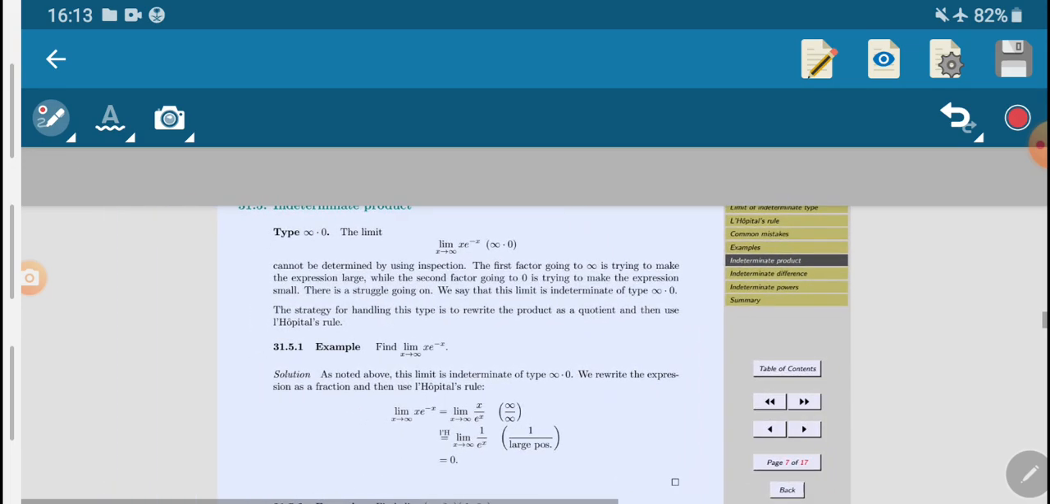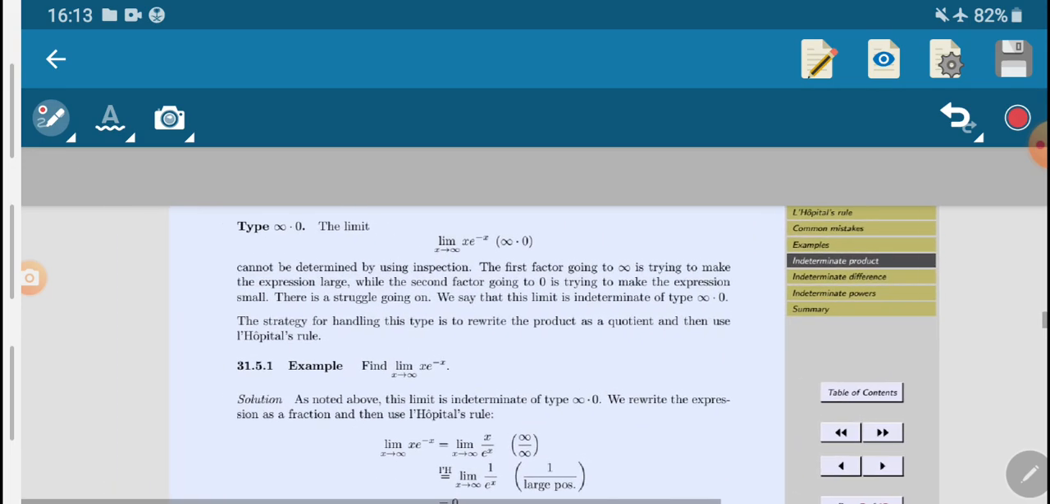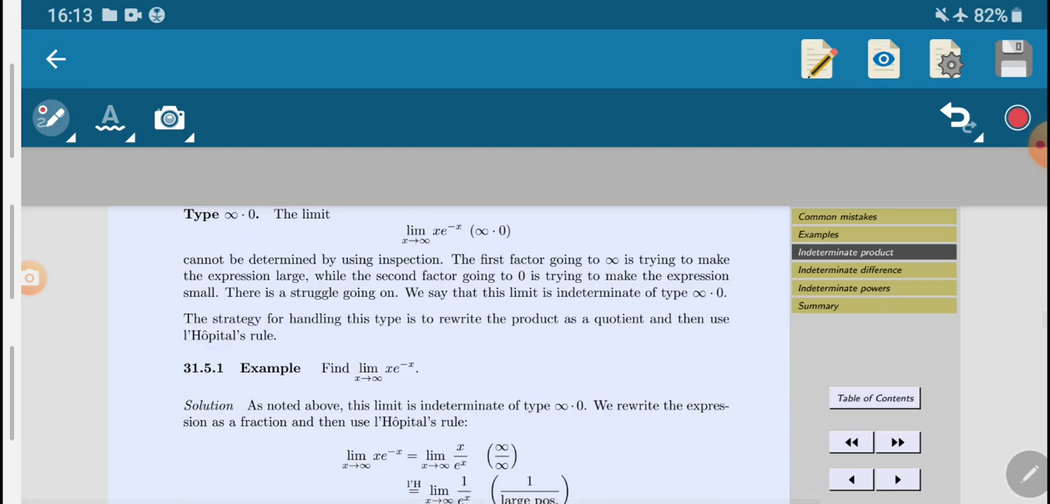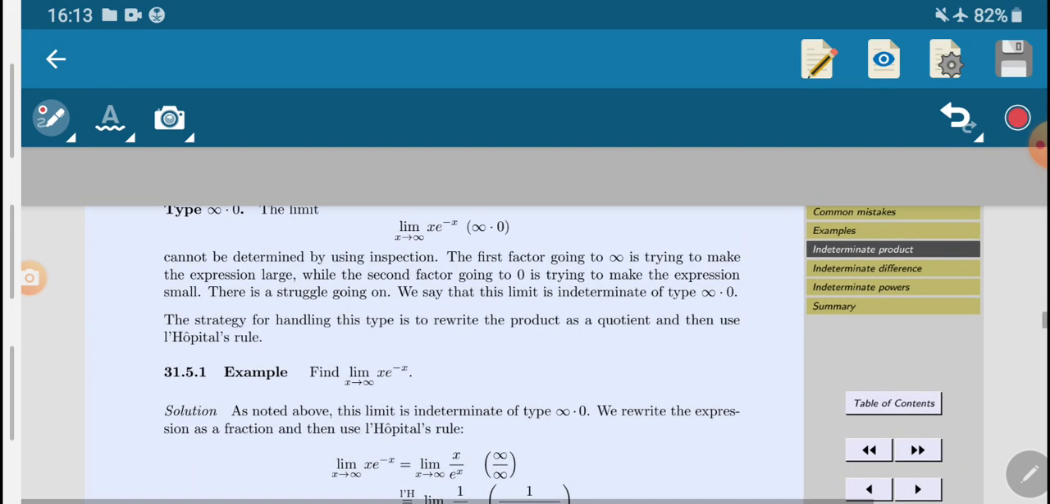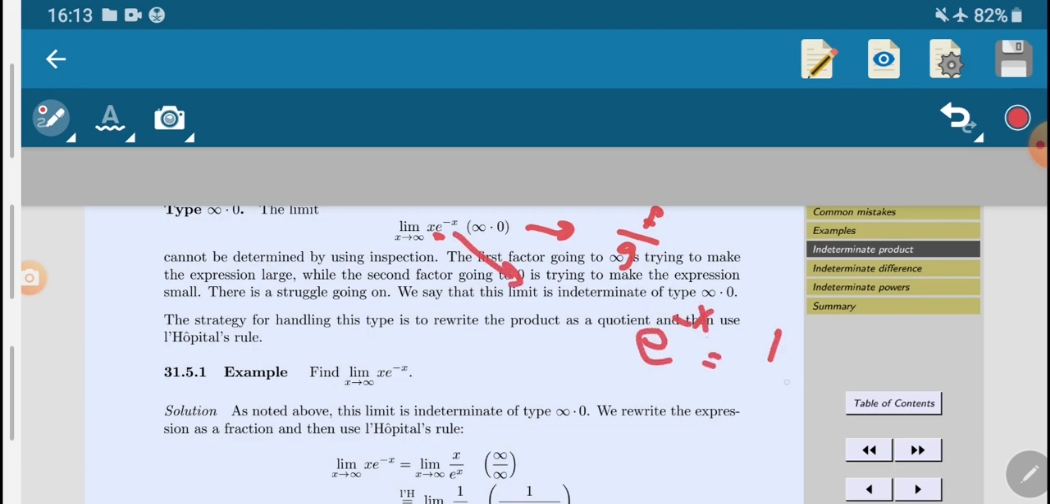Here, what about the product? Oh my God, the limit here is a product. It's not like a quotient style, f over g. Can we rewrite this product style into another style like the quotient? Yes. You know that e power negative x, we can write as 1 over e power x. So it becomes x up and e power x down.